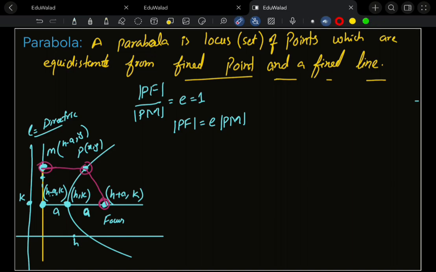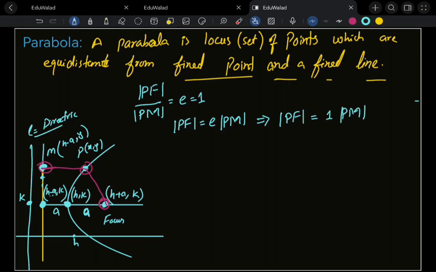Meaning the PF distance. What is the PF distance? It is the distance of P to F. We find this distance first, and we will multiply it with E and the distance of P to M, this distance. By finding these distances and multiplying, we will find at the end a general form of this equation of the parabola. So let's find it. We know that the value of E here for a parabola is 1. So this becomes PF equals 1 times PM.